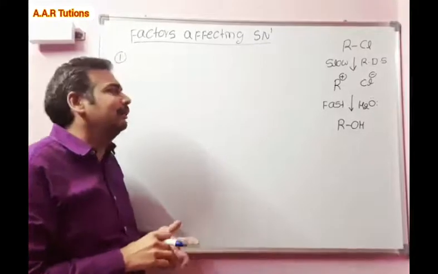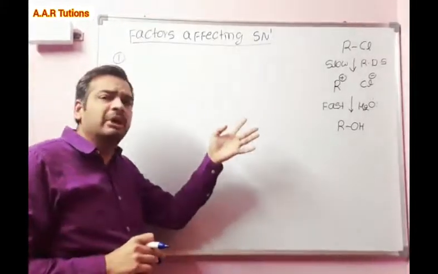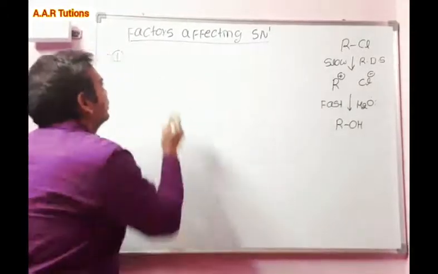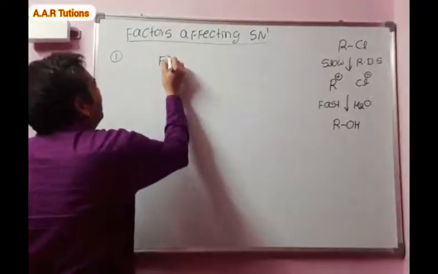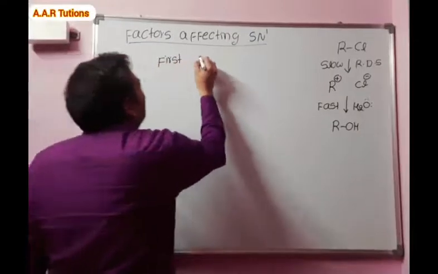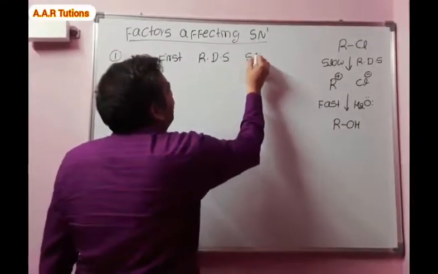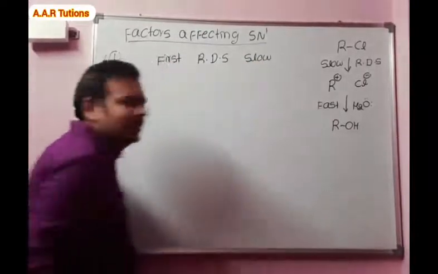What is the rate determining step? Formation of carbocation is the rate determining step in SN1 reaction. So the first step is the rate determining step, that is the slow step.